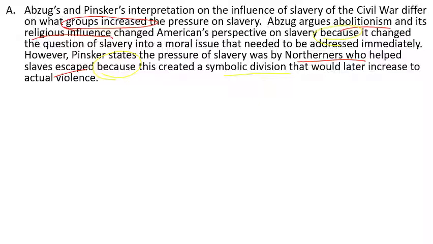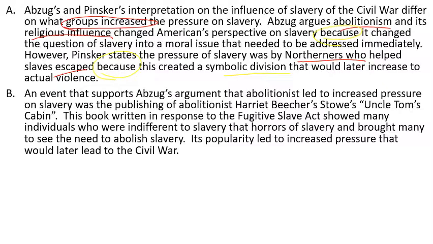So how can we support these historians? Well, let's look at Abzug first. He basically says, remember, because they felt like it was emotional and it was abolitionism, and they connect abolitionism to religion, that's what put pressure on the Civil War. So was there anything in history that can support that? Well, an event that supports Abzug's argument that abolitionists led to increased pressure on slavery was the publishing of abolitionist Harriet Beecher Stowe's Uncle Tom's Cabin. Here is my example. Now let's give further details.